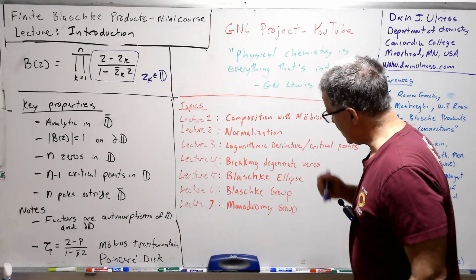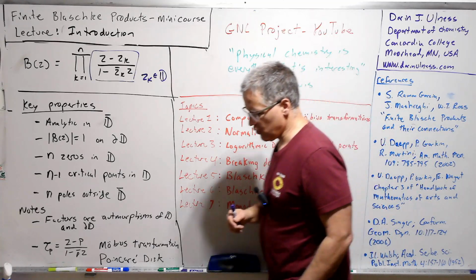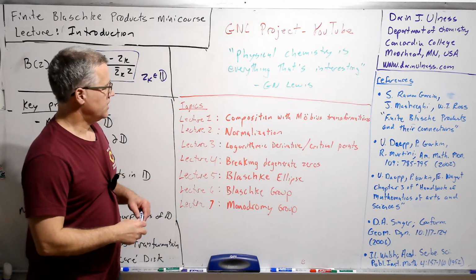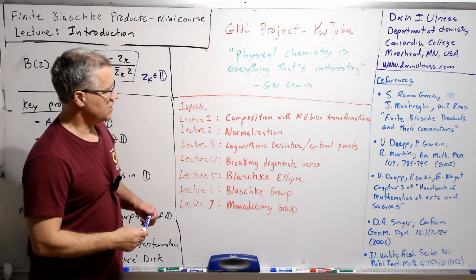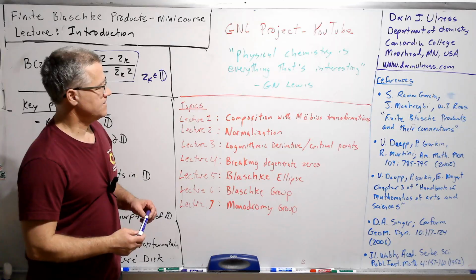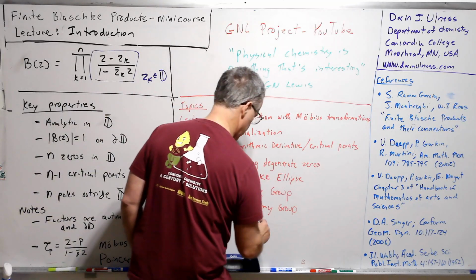Okay, so let's just give a quick rundown of the course. So just 7 lectures, so a mini course. We're going to talk about composition of Blaschke products with Möbius transformations. So we're going to use as kind of our symbol here tau with some point of z.